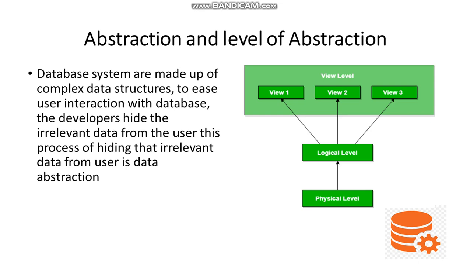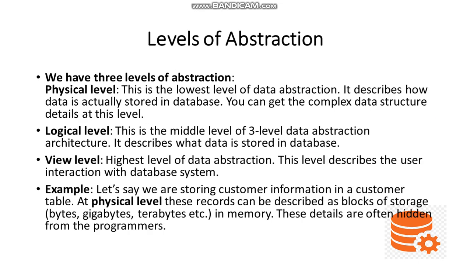So we have three levels of abstraction: physical level, logical level and view level. So we are going to see each level in detail. We have three levels of abstraction. First is physical level. This is the lowest level of data abstraction. It describes how data is actually stored in database. You can get the complex data structure detail at this level. So where the data is stored, how the data got stored, how much memory it is required, all those details come into physical level.